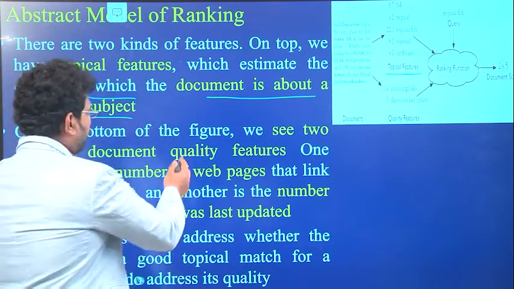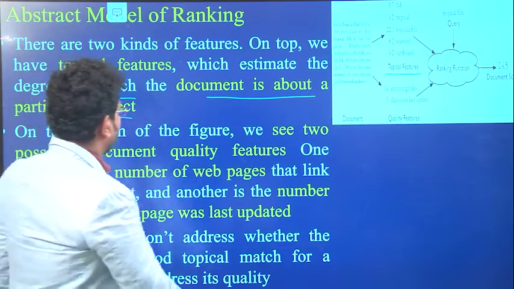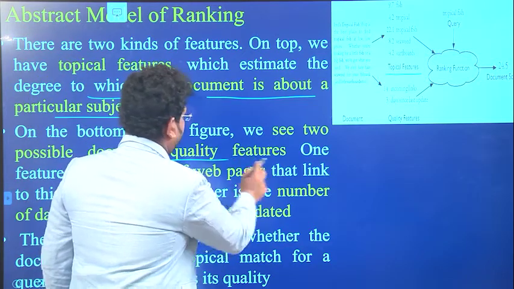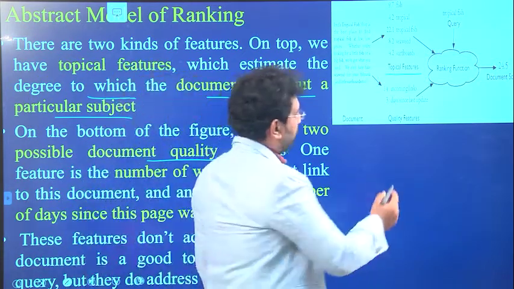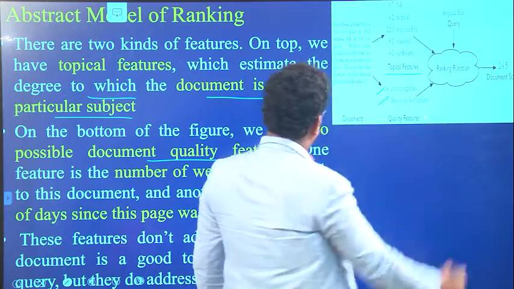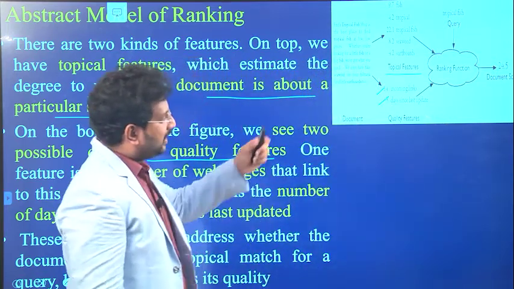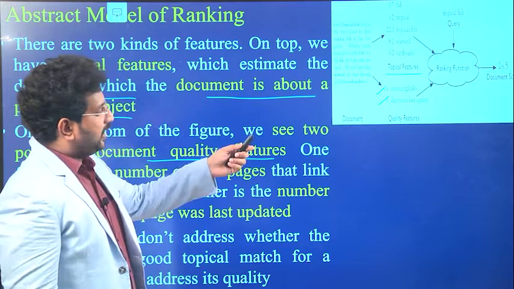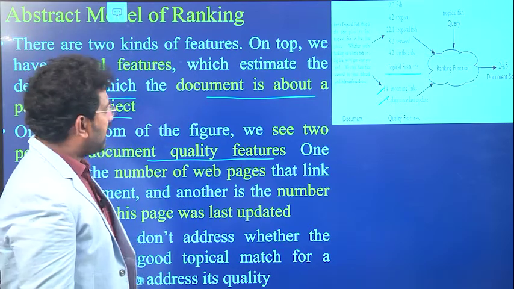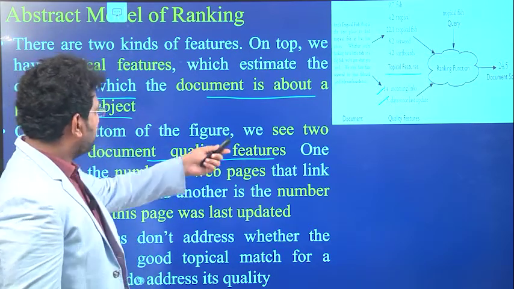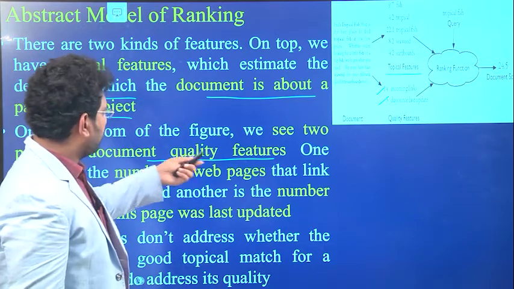On the bottom of the figure, we see two possible document quality features. What are these two quality features? One is incoming links, and the next one is days since last update.